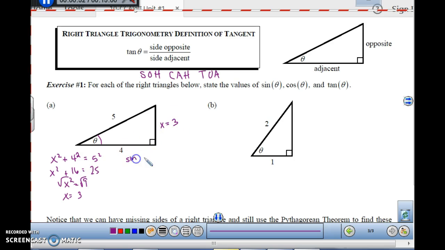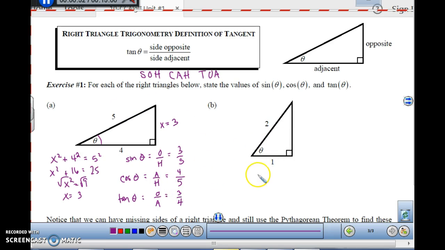So when we set up sine of theta, it's opposite over hypotenuse. Opposite is 3, hypotenuse is 5. Cosine theta is adjacent over hypotenuse. Adjacent on this one is going to be 4. Remember, adjacent is the side it's sitting on, but not the hypotenuse. And then hypotenuse was 5. And tangent of theta would be opposite over adjacent, which would be 3 over 4. Okay, so that is an example of sine, cosine, tangent from a right triangle.